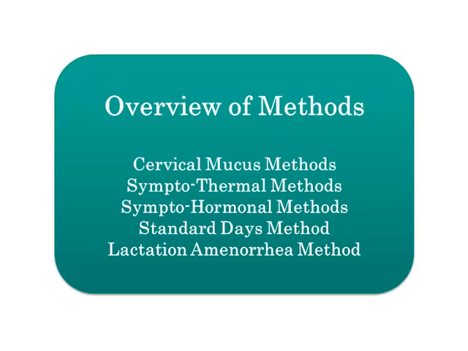Overview of Methods. In the previous section, the physiology and some of the relevant research regarding FABMs was described. This section will explain how that information has been applied to develop these methods of family planning. Specifically, we will review cervical mucus, symptothermal, and symptohormonal methods, as well as the standard days and lactation amenorrhea methods. First, though, we'll begin with how the evidence is evaluated based on the Strength of Recommendation Taxonomy, or SORT criteria.